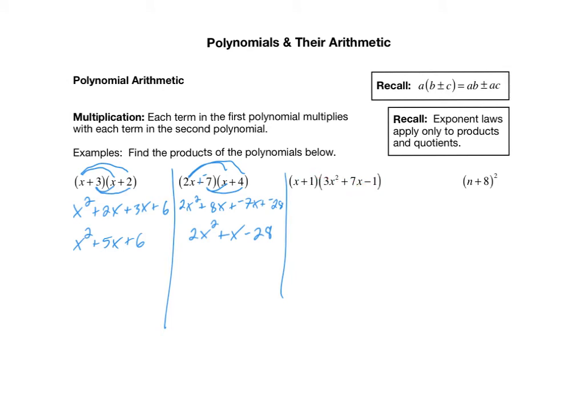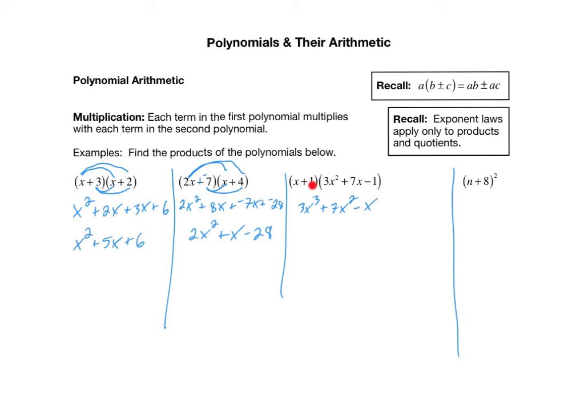Let's do it again here. Notice there's a trinomial here. It doesn't matter. You still multiply each term in the front polynomial with each term in the back polynomial. So we've got x times the 3x squared gives us 3x cubed. The x times the 7x gives us plus 7x squared. The x times the minus 1 gives us minus 1x.